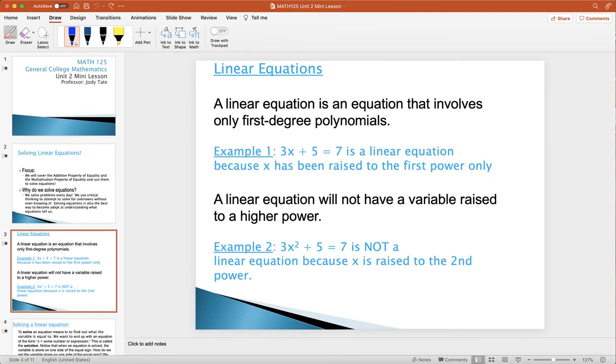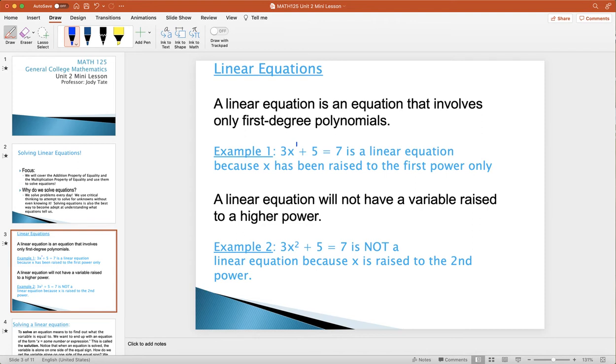So let's first talk about what a linear equation is. A linear equation is an equation that involves only first degree polynomials. So we're not going to see x to the thirds or a squareds. We're going to see just a variable raised to the first power only. For example, 3x plus 5 equals 7 is an example of a linear equation because the variable x is only raised to the first power. So you will not see any higher powers.